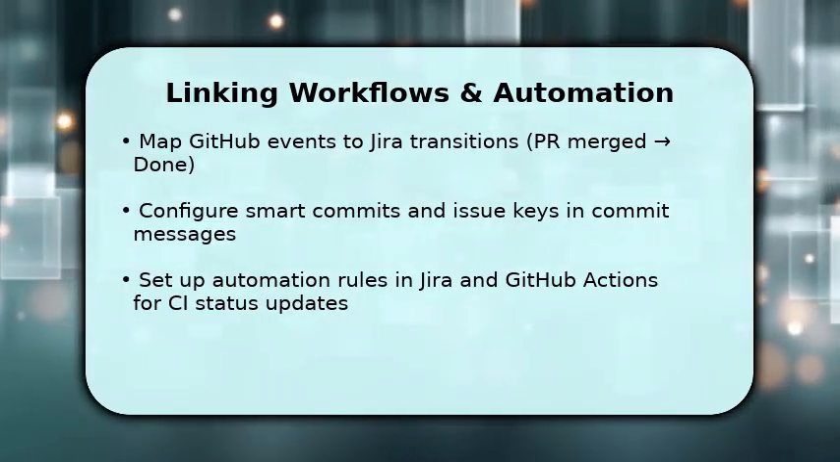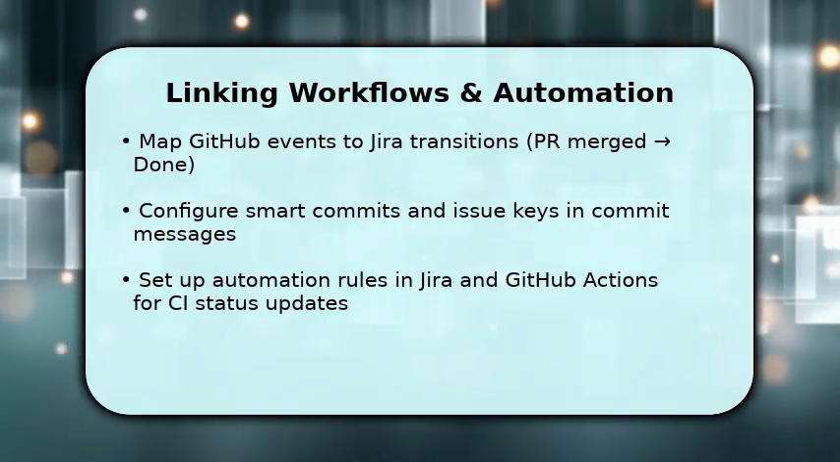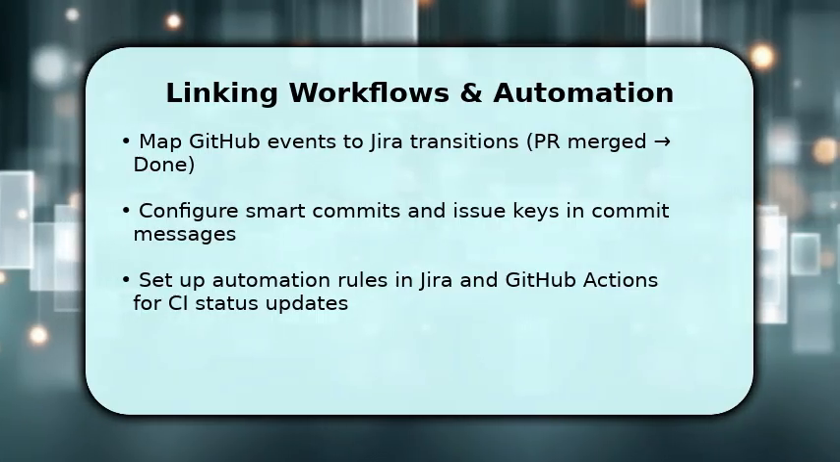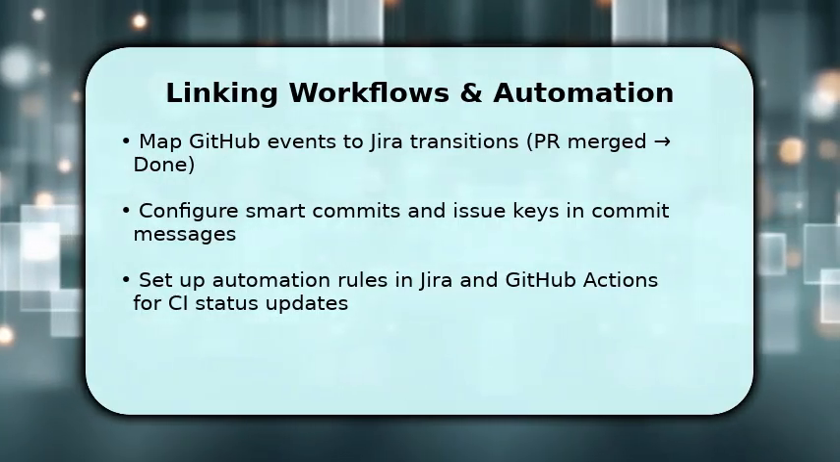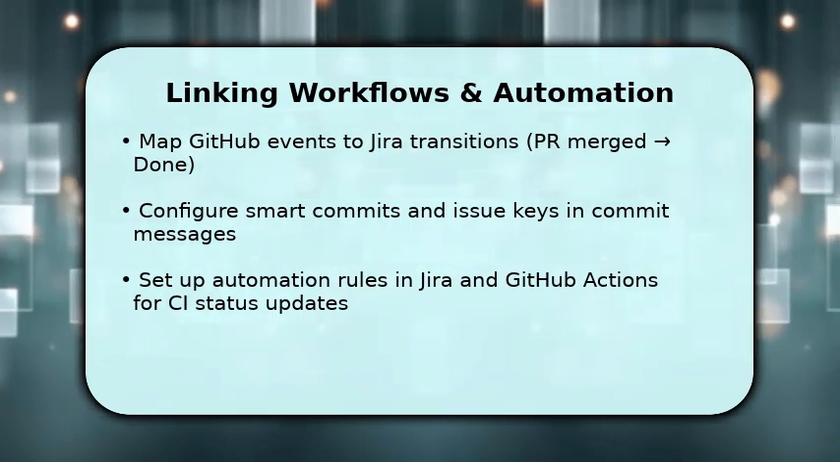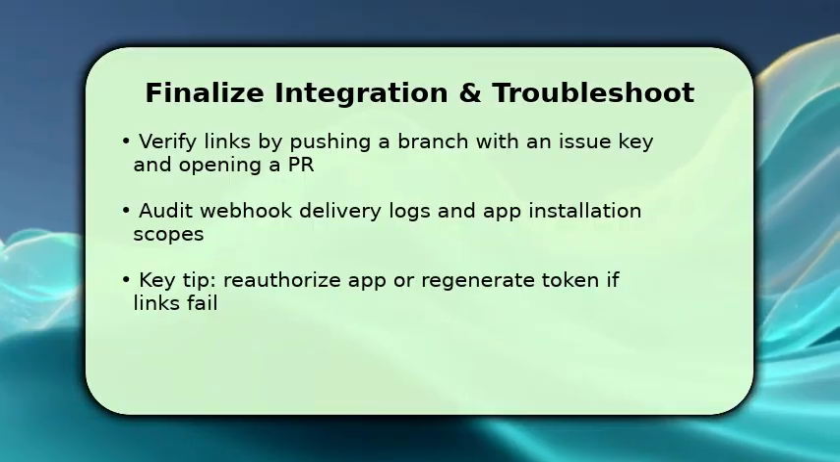Once mapped, create automation rules in Jira and corresponding GitHub actions to post CI status and build artifacts. This ensures issue state reflects code reality. Make sure permissions allow webhooks to post, and finish by verifying the end-to-end flow.